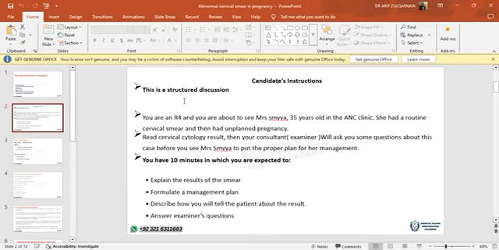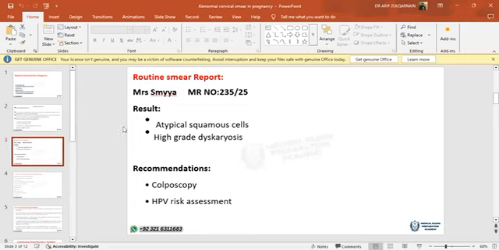Your task is to read the cervical cytology result. Then your consultant will ask you some questions about this case before you see Mrs. Samaya to put the proper plan for her management. Your task is to explain the results of the smear, formulate a management plan, describe how you will tell the patient about the result, and answer the examiner's questions.